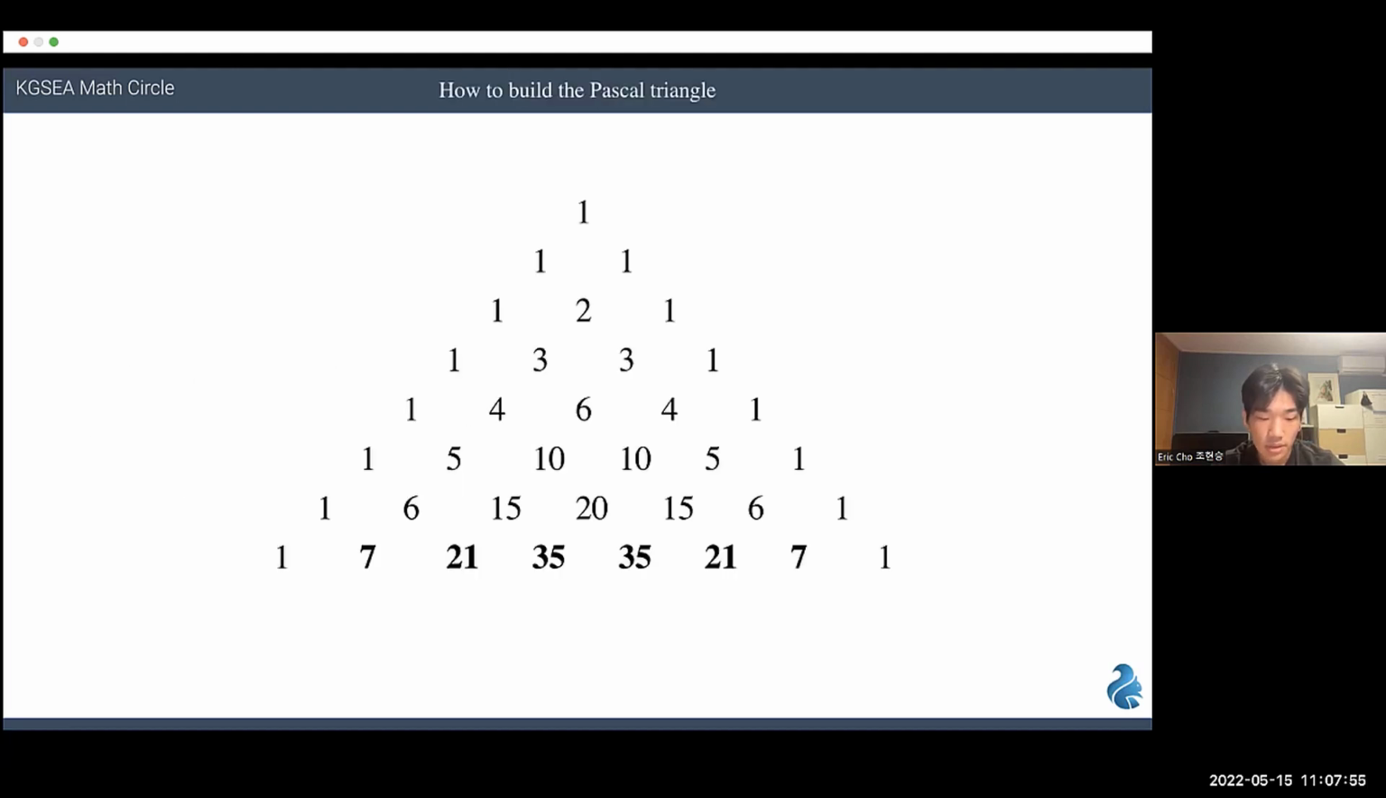Please consider that the row with only 1, 1 is considered row 0. Also, just because this visual only goes until row 6 does not mean that the triangle ends there. The triangle actually extends forever.